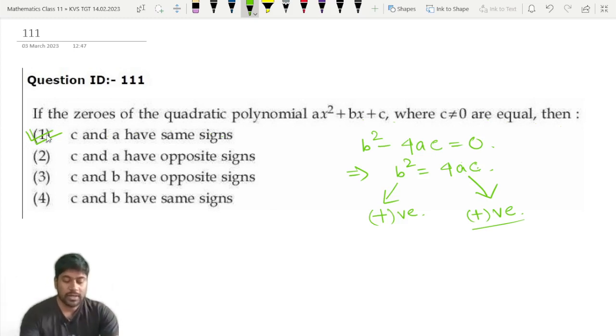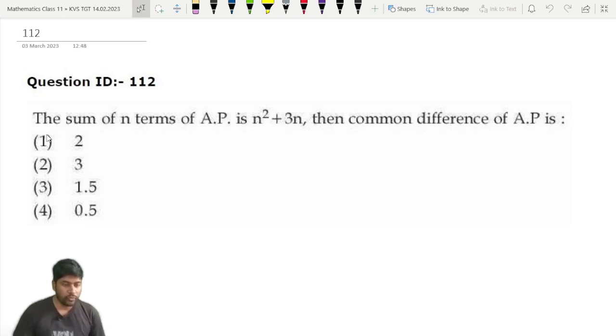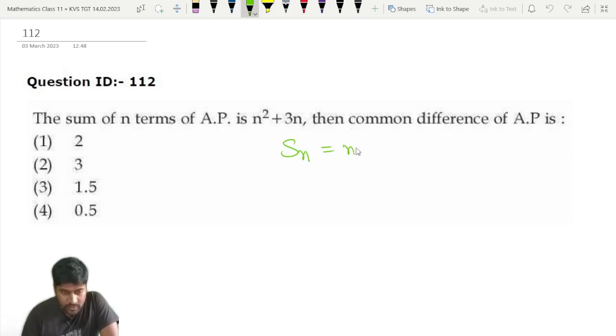So now let's move to the next question. Question number 112. The sum of n terms of an AP is n square plus 3n. Then the common difference is what? So they have given that Sn is equal to n square plus 3n. Sn means the sum of n terms. So the first term A or A1, how will we get it? Just by putting n equal to 1, S1 is equal to 1 plus 3, that is equal to 4.